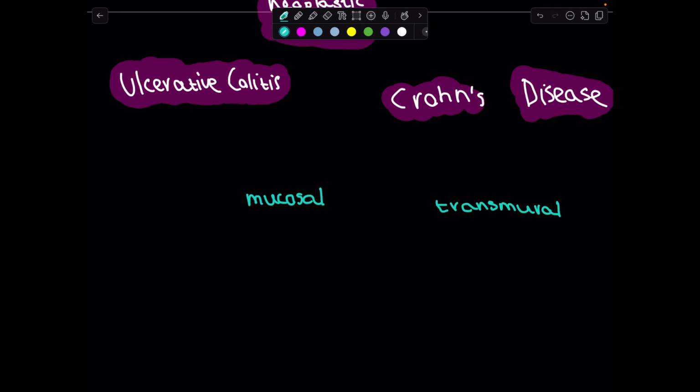What is JAK2? What is this JAK2 mutation? JAK2 V617F.